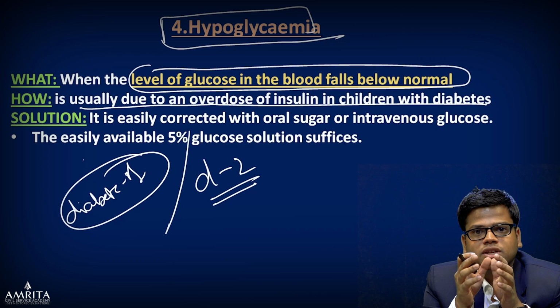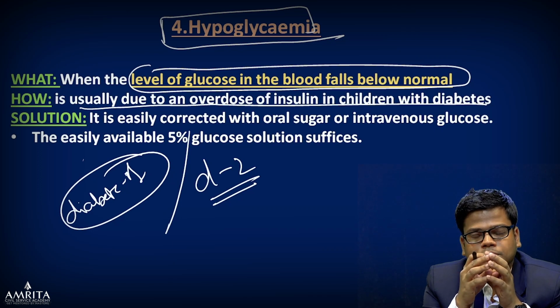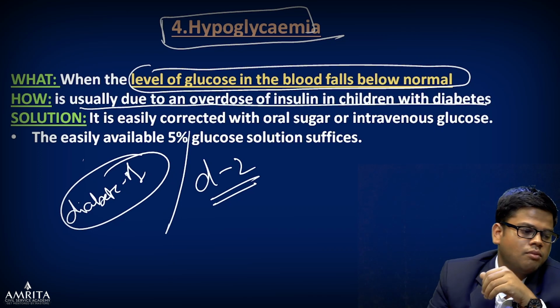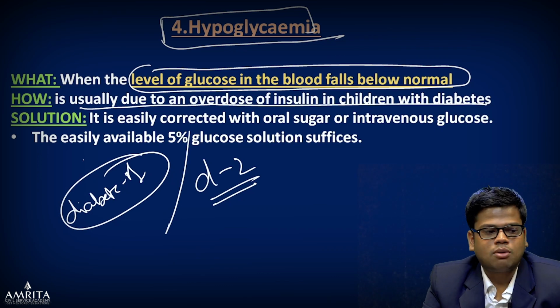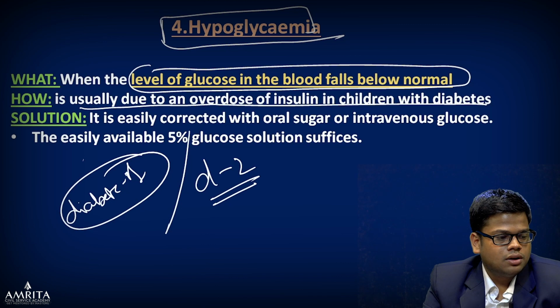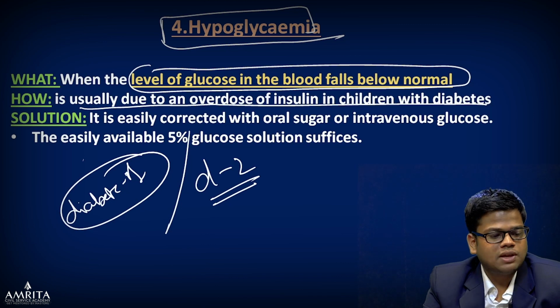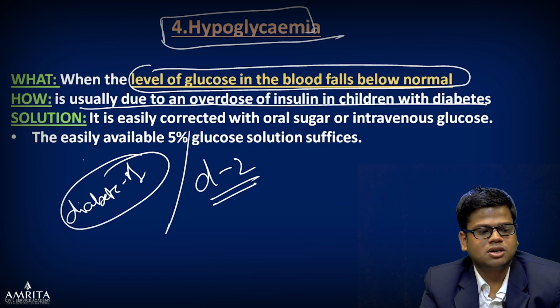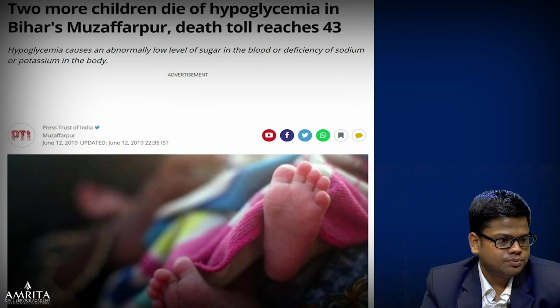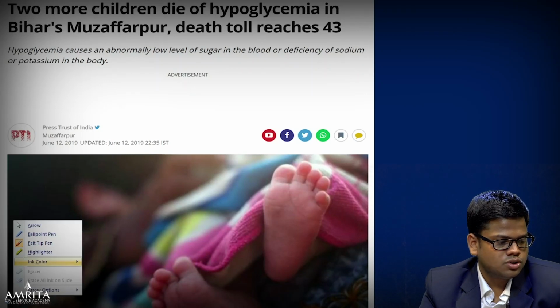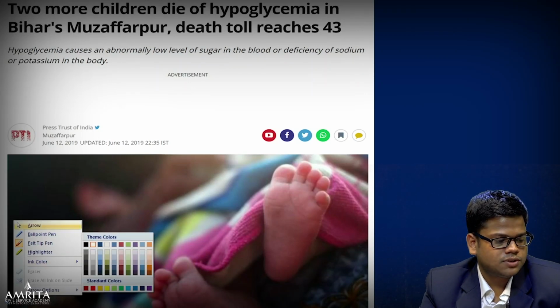Diabetes 1 is a different problem, which can happen to people right from childhood itself. If there is an overdose of insulin, then it causes the problem of hypoglycemia. So the solution is you give them an oral sugar or glucose solution, easily available. A 5% glucose solution is sufficient. So why is it in the news? It was in the news that, yes, just one second.